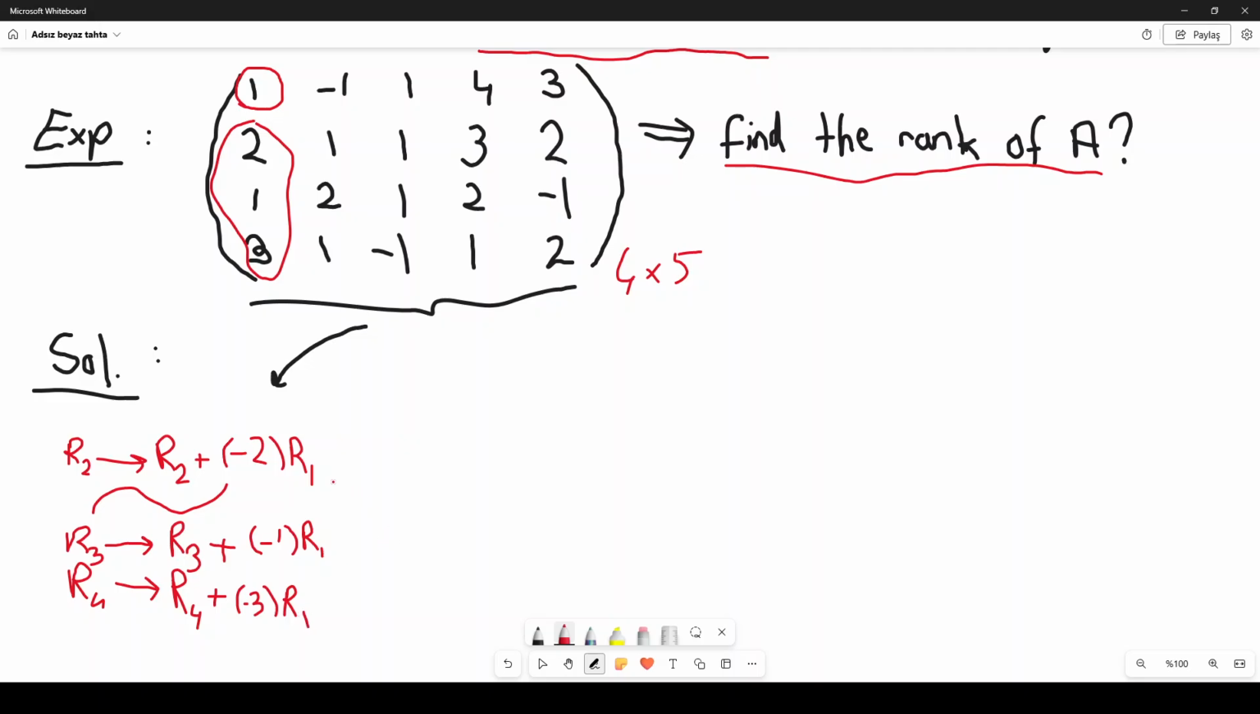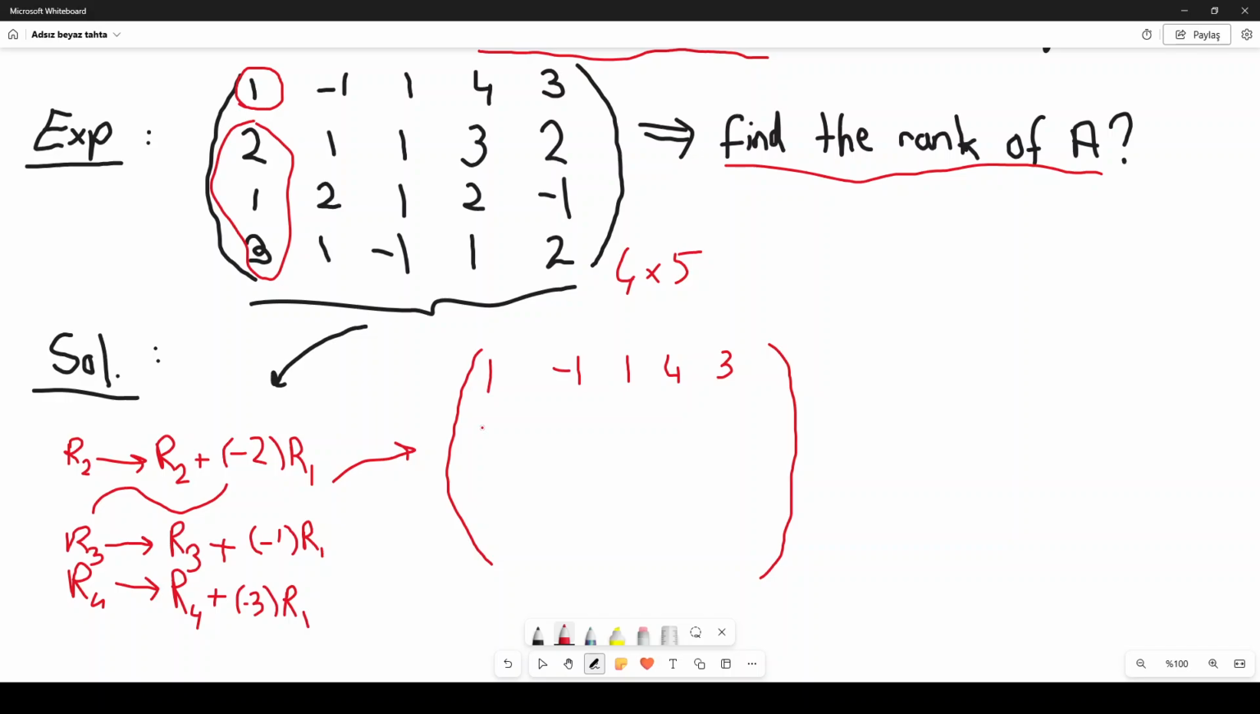So after applying this change, the new matrix becomes this. Okay, the first row hasn't changed in the meanwhile because I didn't perform any elementary row operation on that row, but the remaining 3 rows have eliminated their first values.